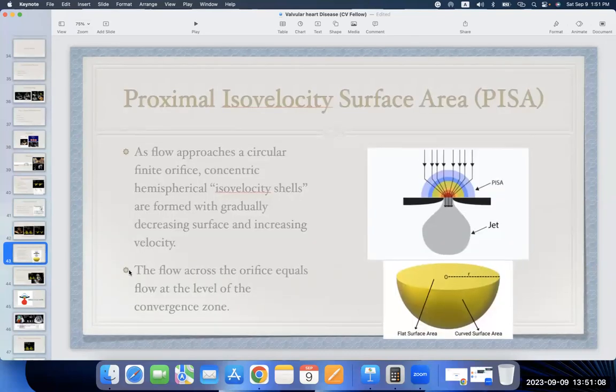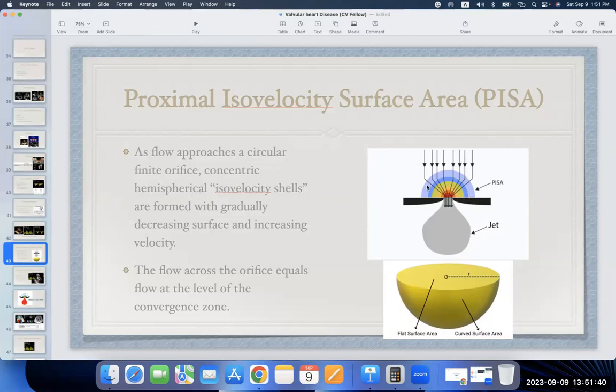Here, the PISA, I talked to you at the beginning about the concept of the PISA, that the velocity will be equal on this shell, and here the velocity will be equal on this shell, but the velocity will increase the more the fluid approaches the orifice. So in the way that we do it, from this concept, we use the continuity equation. So we know that this flow equals this flow.